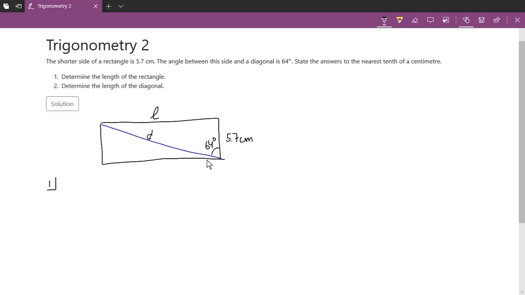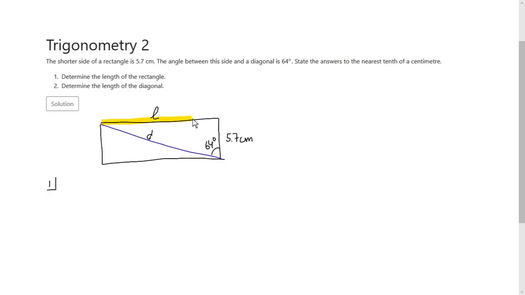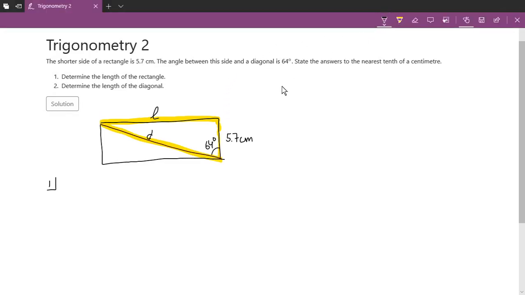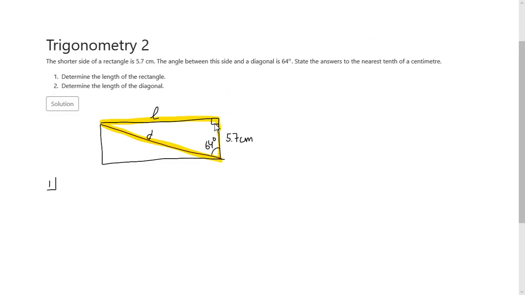If we take a look, we have a triangle here. The diagonal is essentially the hypotenuse in this triangle, and this angle here is going to be a right angle. We know that because it is a rectangle. In this triangle, we know the length of this side here, we know this angle here, and in question 1, we're looking for the length.